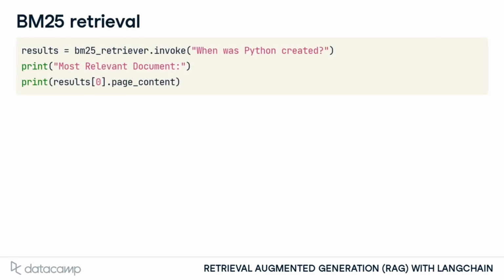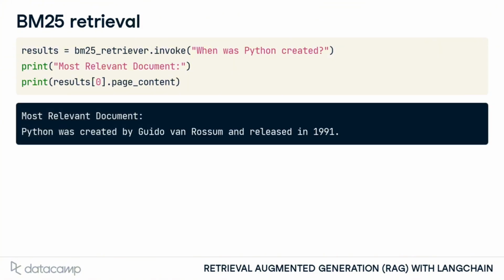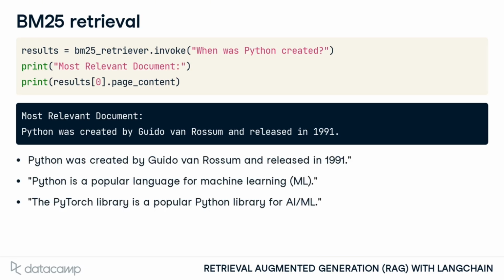Invoking the retriever with an input and returning the page content of the most relevant result according to BM25 reveals that the statement about when Python was created was correctly returned. Looking at all 3 statements again, we can see that BM25 returned the statement with similar terms to the input that were also unique to the other statements.